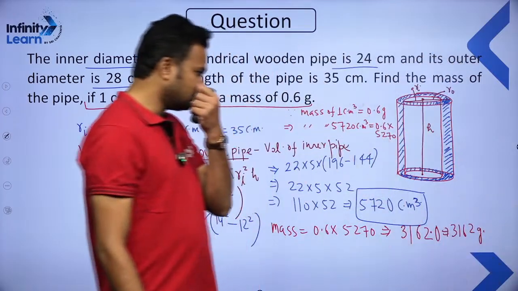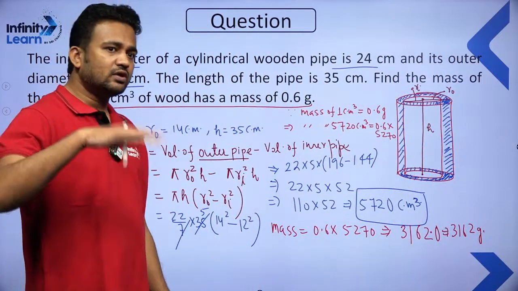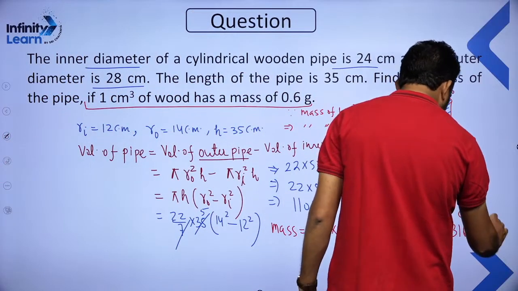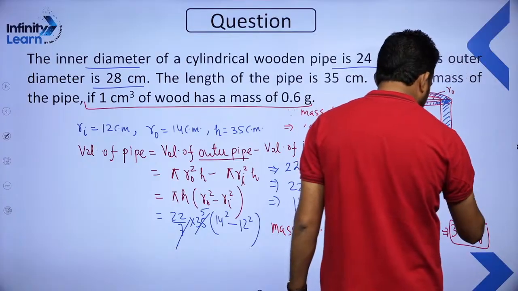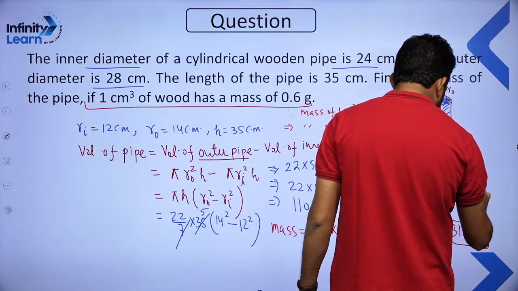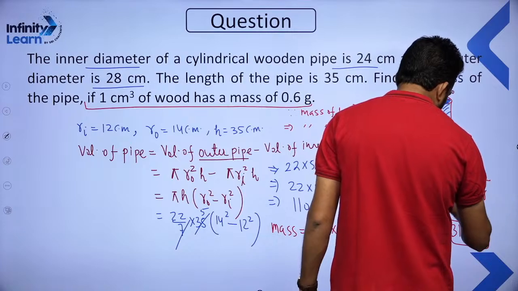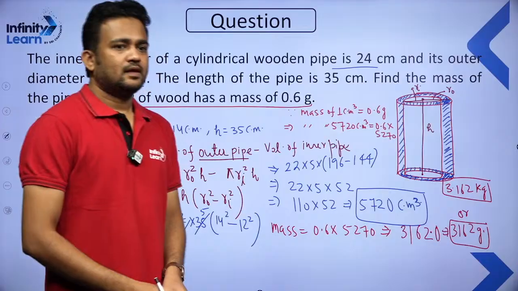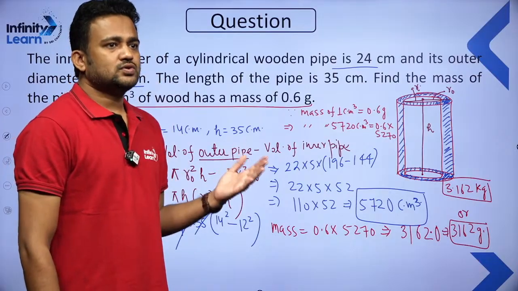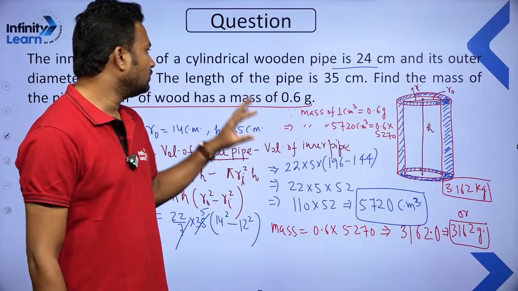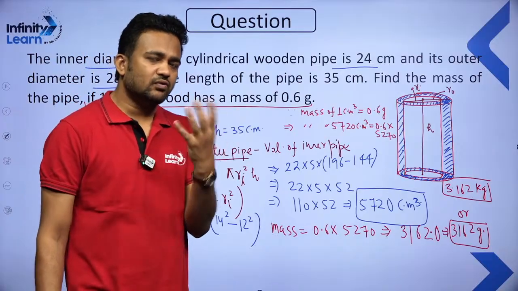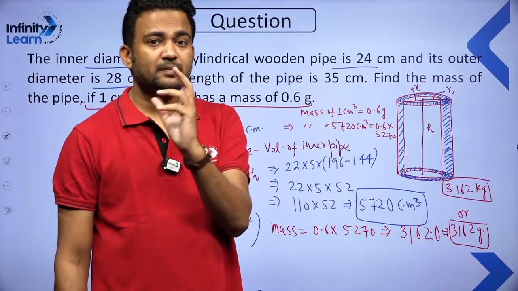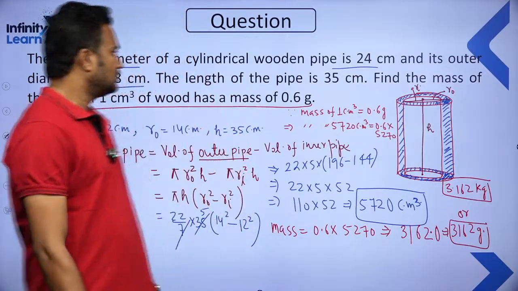And how to convert gram into kilogram? Divide by 1000. So 3.432 kilogram. You can use either this one or this one, both will be right. Hopefully this is clear to everyone. The main logic is how to find the volume of a hollow cylinder. Why hollow cylinder? Because the shape of the pipe is a hollow cylinder, right? Okay.